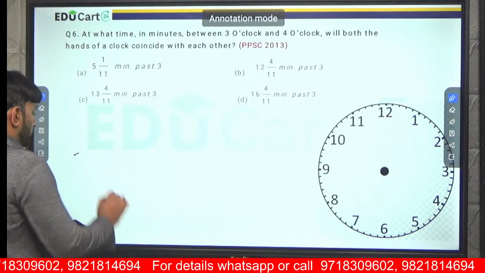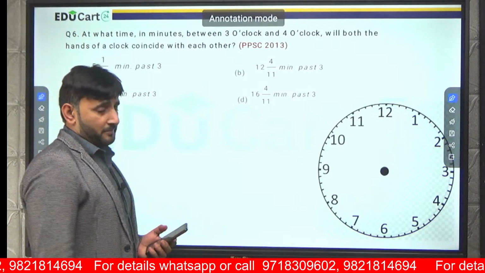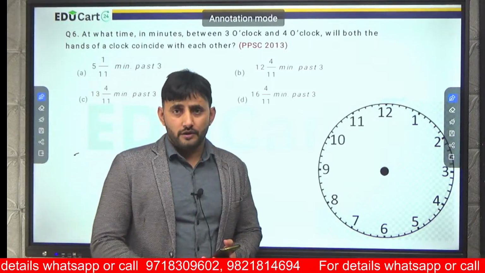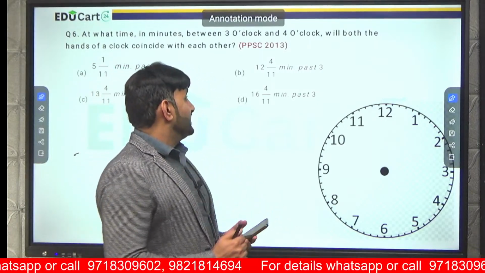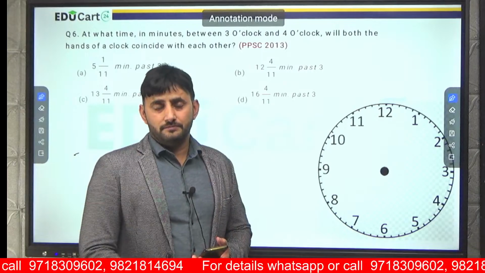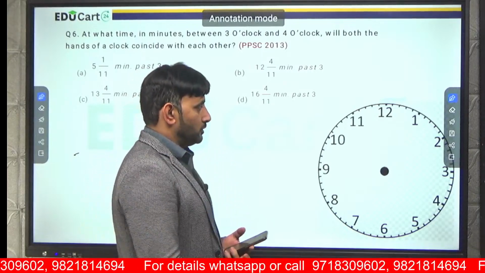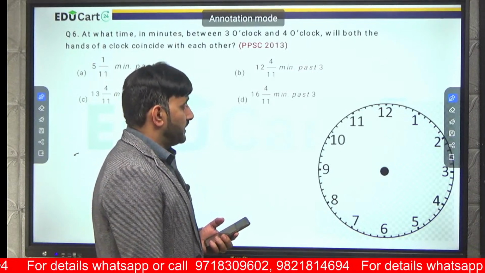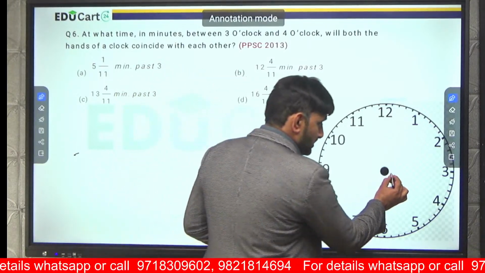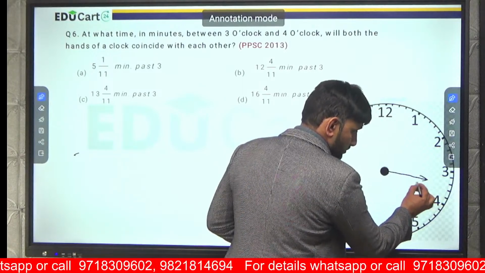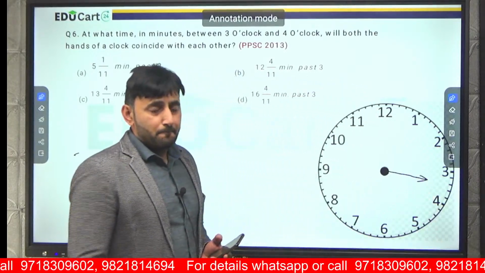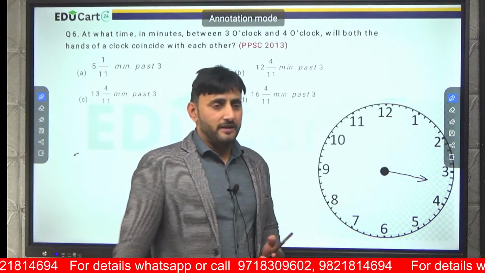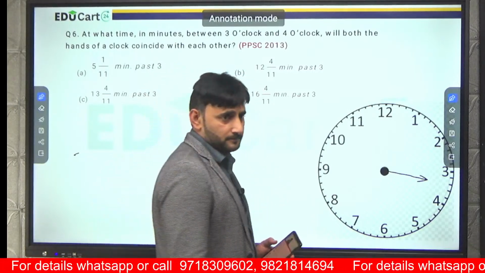Now again, let us use another method here. The time is between 3 and 4 o'clock. This question was asked in the Punjab State PCS exam. So there has to be some good logic behind this. Our hand has to be between 3 and 4 because the time is between 3 and 4. Minute and hour hand both are overlapping. It means where will the minute hand be?